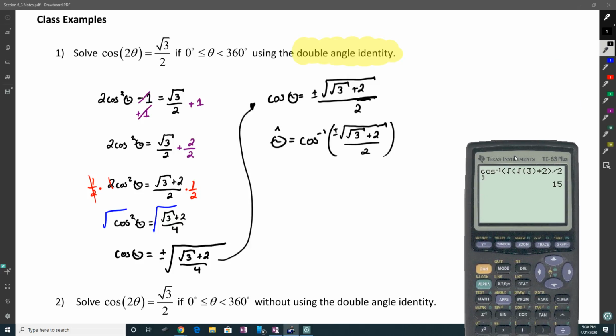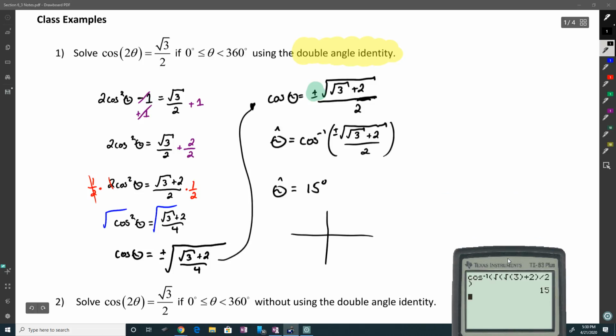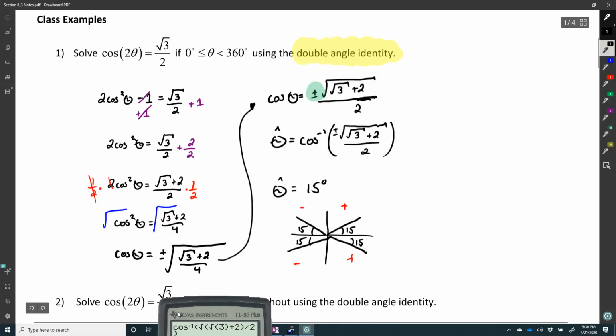So this actually is a nice angle. My reference angle is 15 degrees, but because it was plus or minus, that means that I'm going to be in pretty much every single quadrant. 15 degrees this way, 15 degrees this way, 15 degrees this way, 15 degrees this way. The two on the right are where cosine is positive. The two on the left are where it's negative. But since it was plus or minus, I'd use all of them. And so looking at this, I have 4 solutions. So my solutions, we're only looking for answers between 0 and 360.